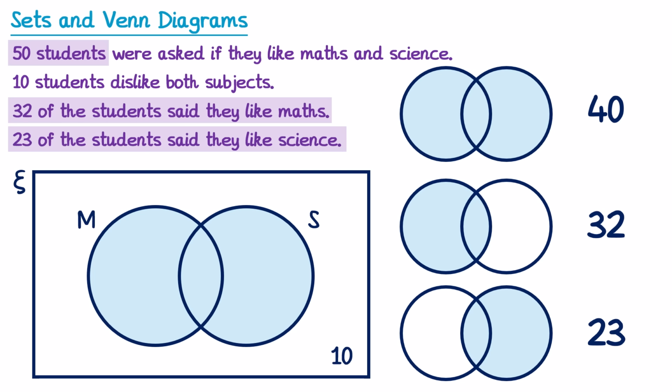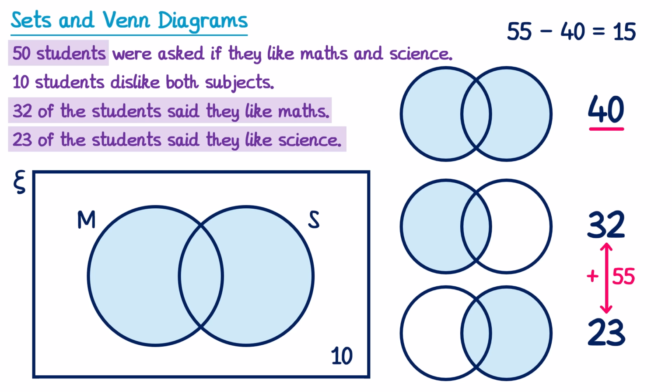If we add together the students that like maths and the students that like science, we get a total of 55 students. This seems like there are too many students, especially because we know that there must be a total of 40 across all of these regions. If we subtract the 40 students we need from this total of 55, we find we have 15 extra students. But there is a reason for this.